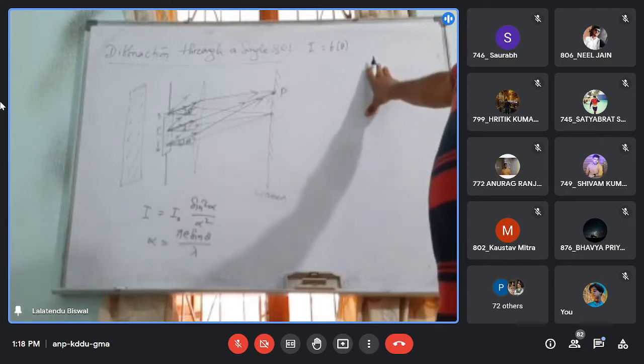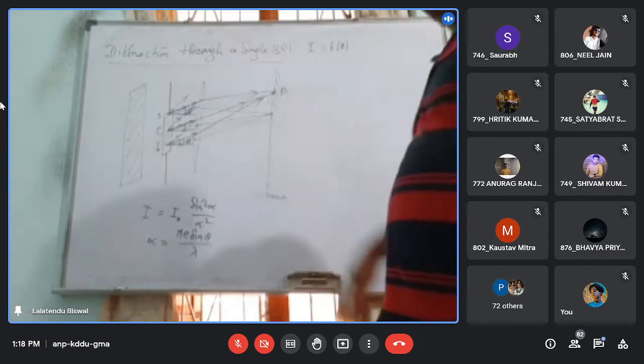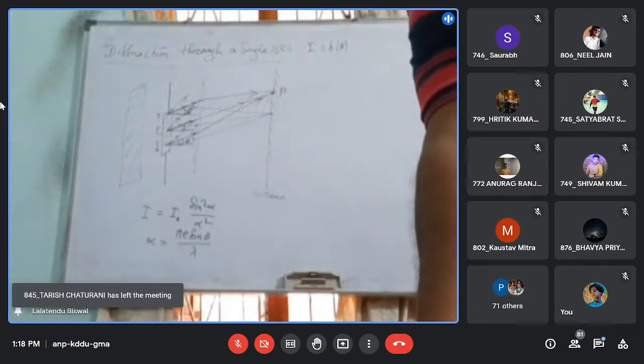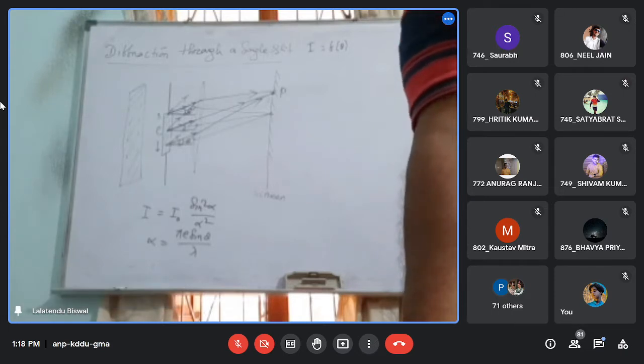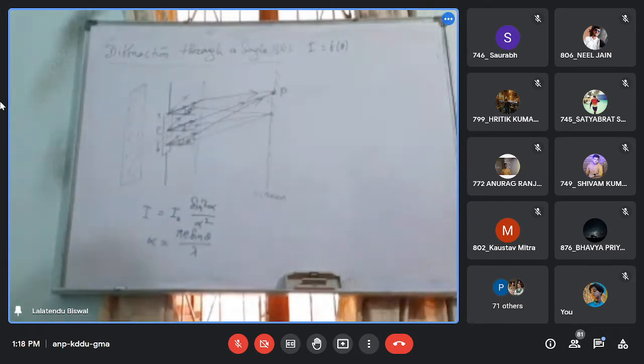This non-uniform intensity distribution pattern you are getting is due to superposition of secondary waves. That's why this is diffraction. Had you been seeing the non-uniform intensity distribution pattern due to superposition of primary waves, you would have called it interference. But here you are getting it due to superposition of secondary waves. That is the reason why we call this diffraction.